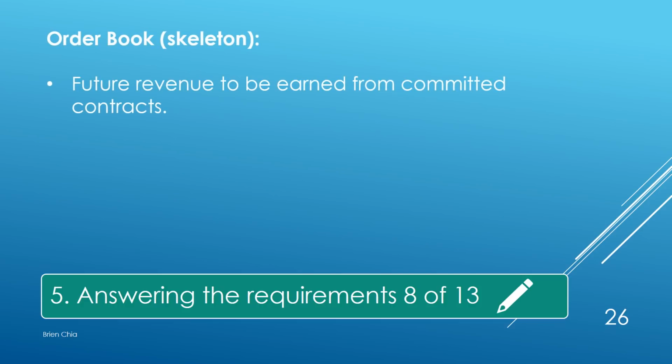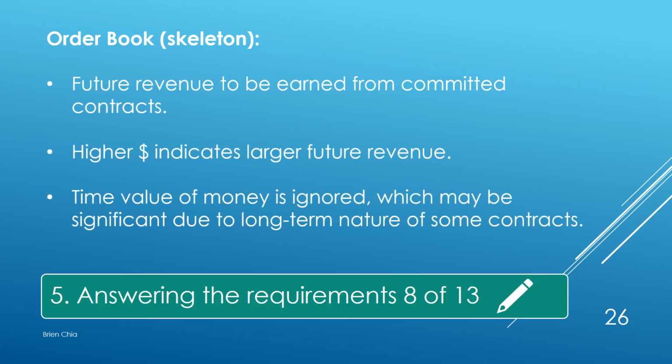So now we are on order book, and the skeleton answer is very quick. Future revenue earned from committed contracts. A higher dollar amount indicates larger future revenue. Time value of money is ignored. And because some contracts are very long term, this is a big deal.